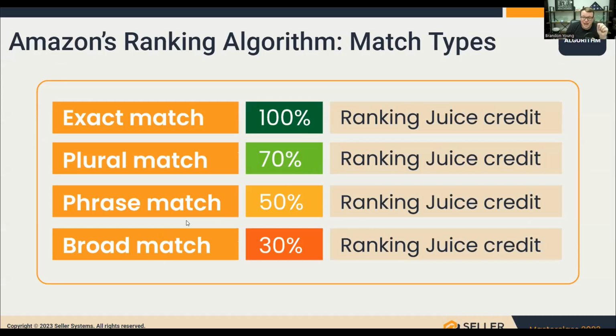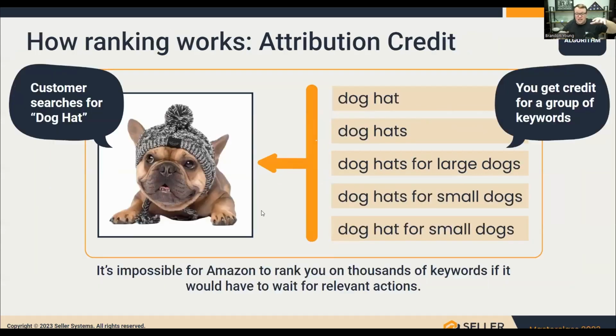But if it's hats for dog, it would be broad match, but also plural match, which would mean it would be 70% of 30%. So it'd be even less credit. Now, that's how Amazon can give you lots of credit for lots of keywords at the same time by giving you incremental credit for all those keywords. They can't just give you 100% credit for all of them. So they have to look at the signal, figure out what they searched for, how you wrote your listing, and then give you the credit for those keywords.